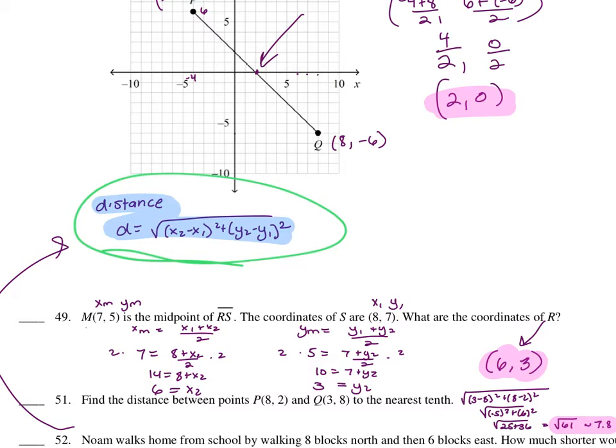49, this is where you were given one endpoint and the midpoint, so you had to split these, and you would have gotten 6, 3.